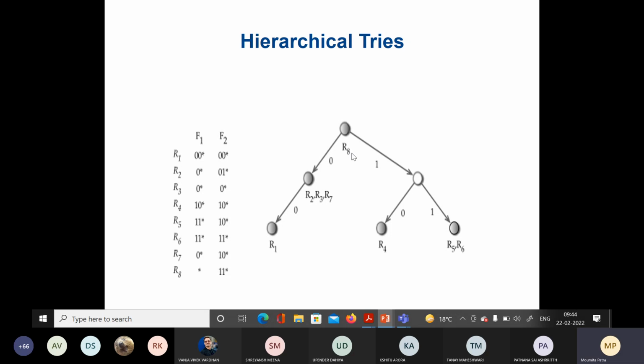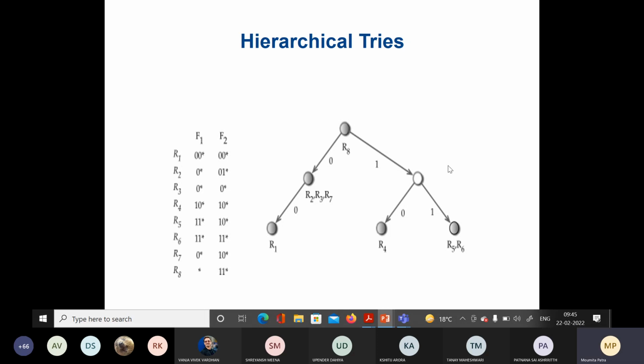Now F1 is 00 star. That is R1. Corresponding to R1, the F1 value is 00 star. So we are drawing the hierarchical trie depending upon the F1 values that we have. The second one, R2, has F1 value 0 star. So you have R2 here. For the third rule also, the F1 value is 0 star, so similarly you get R3 here. Now from R4 onward, we have F1 values which start with 1, so they will not go here, except for R7, which is again 0 star. So you put again 0 star: R2, R3 and R7. They are the matches here.